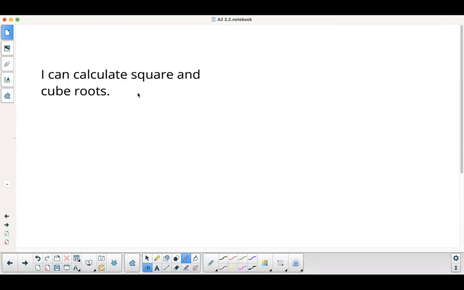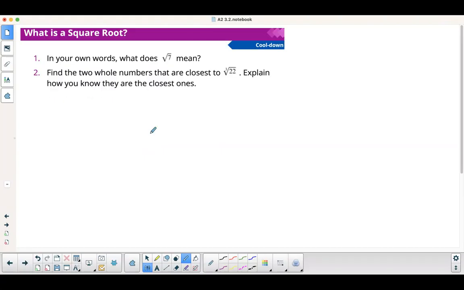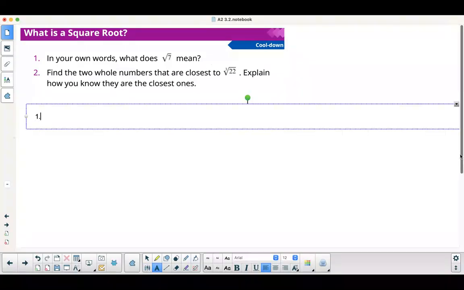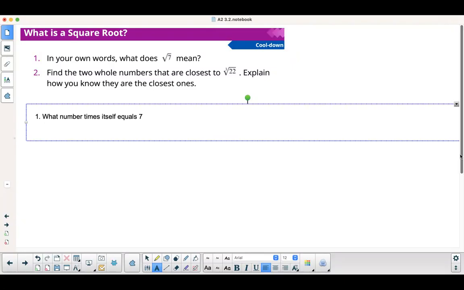So I can calculate square and cube roots. We even took it a little further there at the end with a fifth root. In your own words, what does the square root of 7 mean? So I would say here for 1, what number times itself equals 7?